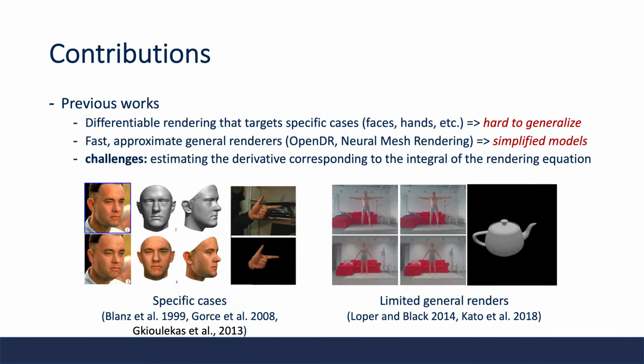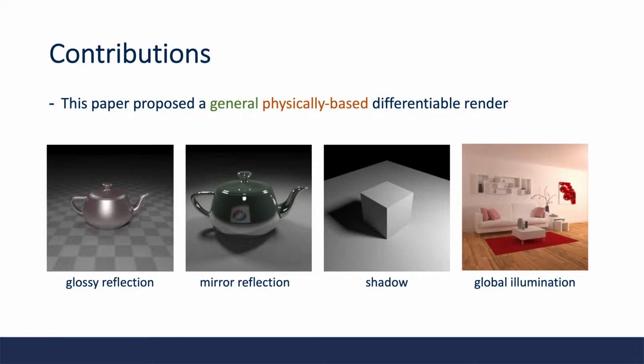Previous works on differentiable rendering focus on specific cases such as the face or hand, which are hard to generalize. Recently, people have worked on fast approximate general differentiable renderers. However, these renderers are based on simplified material models and do not compute shadow or global illumination. While these works also approximate the visibility gradients, no general physically based differentiable renderer exists. In order to produce a photorealistic image, it's important to simulate how light bounces between the surfaces in the scene. This paper develops a general differentiable physically based renderer, which accurately simulates lighting phenomena such as glossy or mirror reflection, shadow, and interreflection between surfaces.